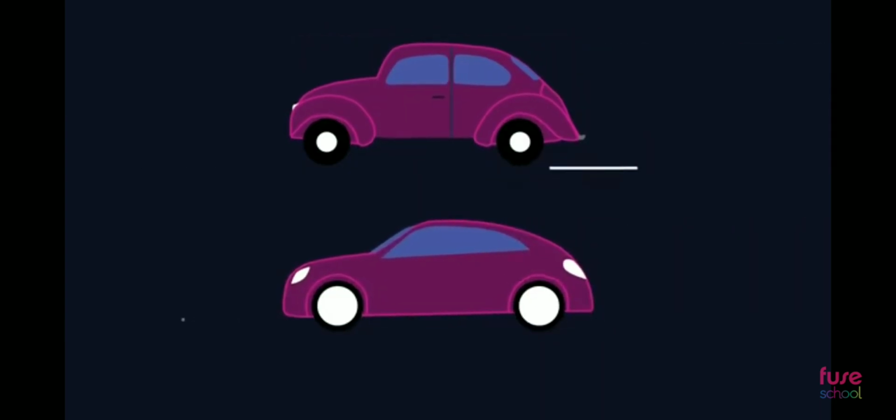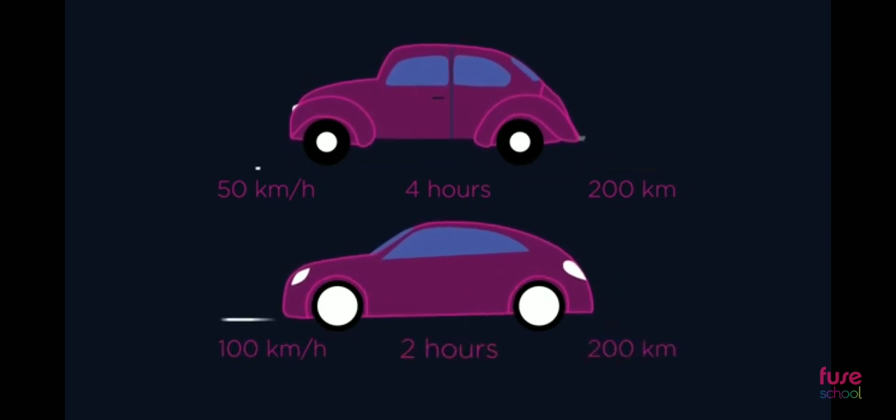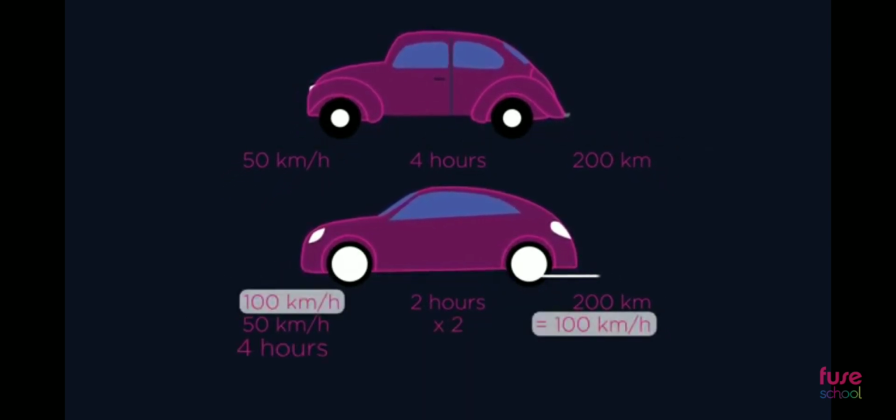Consider two cars. One car is traveling at a steady speed of 50 kilometers per hour. It travels 200 kilometers in 4 hours. A car traveling at a steady speed of 100 kilometers per hour travels the same 200 kilometers in just 2 hours. As the speed of the car increases, the time decreases. More specifically, as the speed is multiplied by 2, the time is divided by 2.